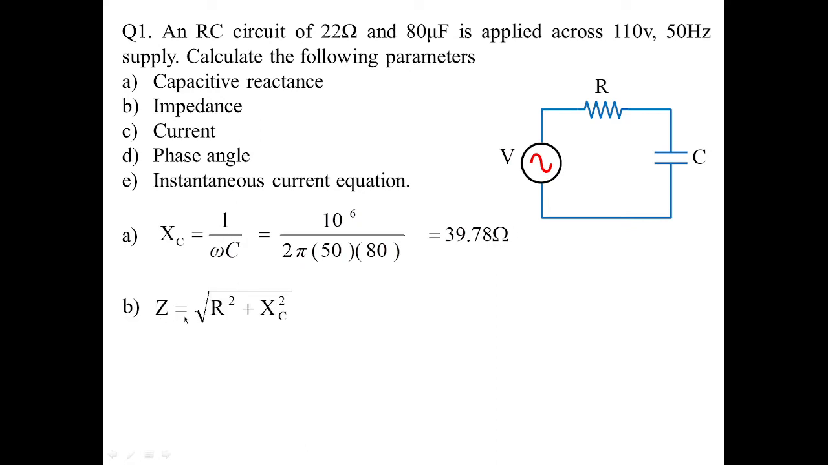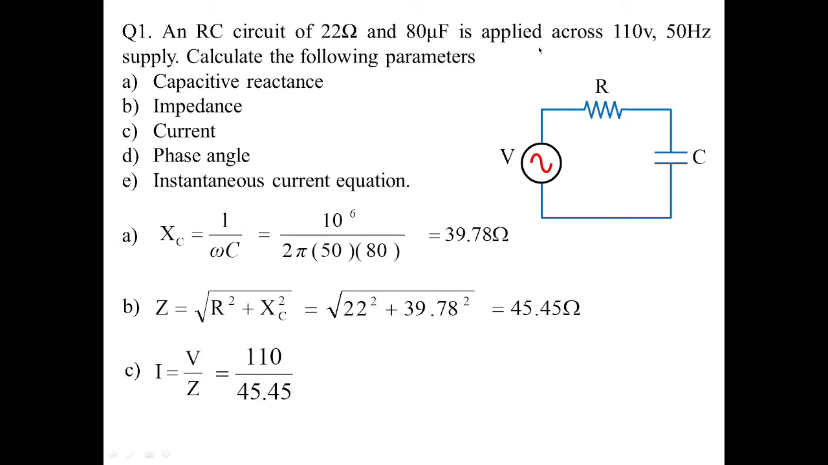Then let us calculate the impedance. Impedance in its magnitude form is given by the square root of R square plus Xc square. R is the resistance, so its value is 22 square plus Xc, which we just calculated, 39.78 square. This value is obtained to be 45.45 ohms. So this is the impedance of the RC circuit. Then according to Ohm's law, I is equal to V by Z. So V is given here as 110 volts divided by the total impedance, that is 45.45, whose value is obtained to be 2.42 amperes. So this is the value of current.